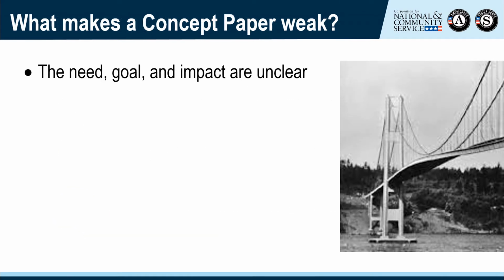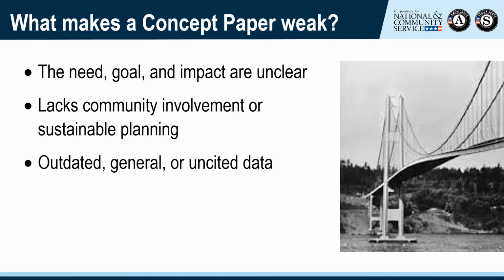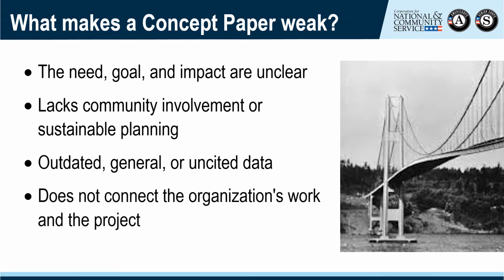Here are some things that can weaken a concept paper. A narrative that does not clearly identify the community need, the project goal, or the anticipated impact of the project. It includes little or no community involvement or lacks sustainable planning. Or it uses outdated, overly general, or uncited data. Or it does not show a strong connection between the organization's current work and the proposed VISTA project. Some of these weaknesses can usually be corrected by the applicant once they are made aware of them. Others may be more significant and require support from CNCS field.